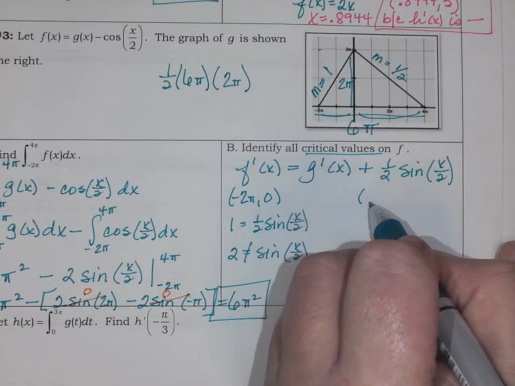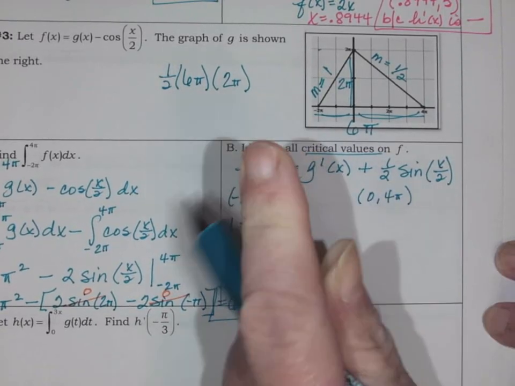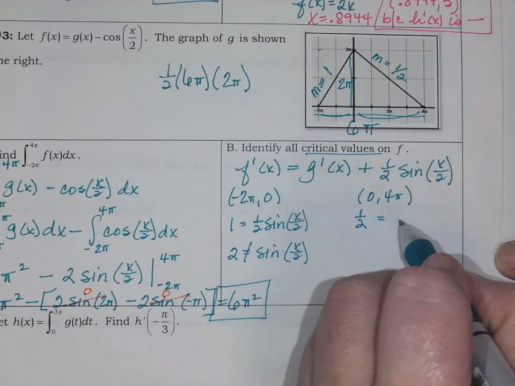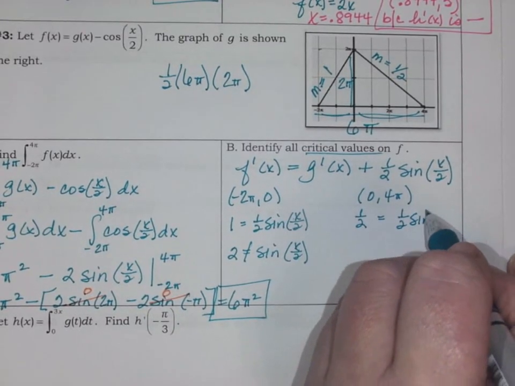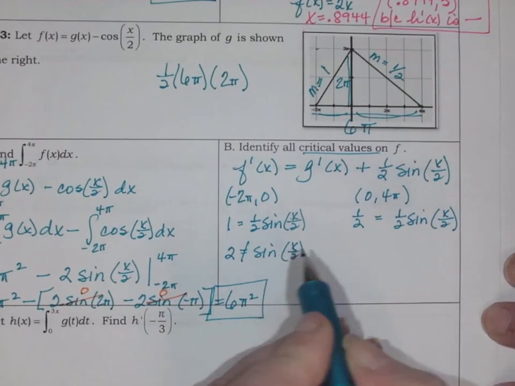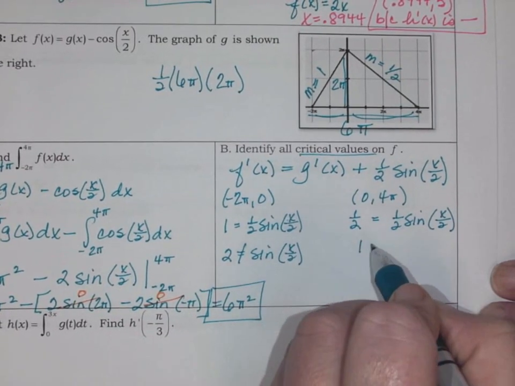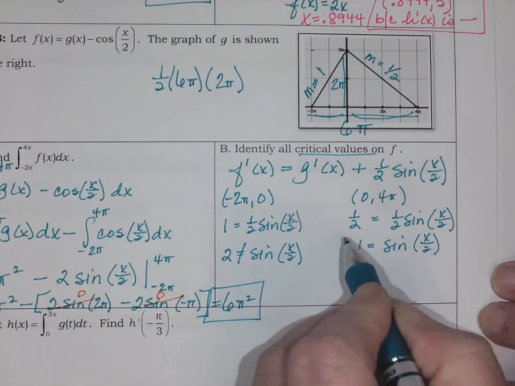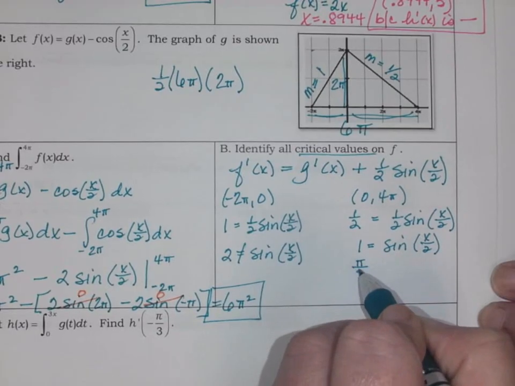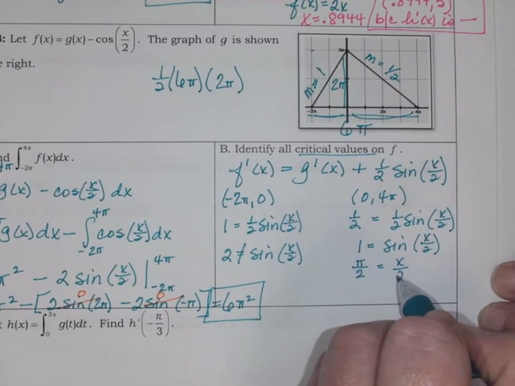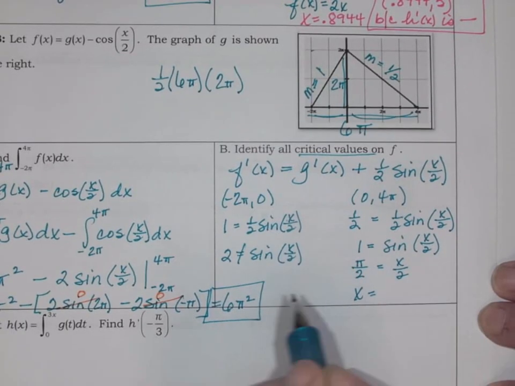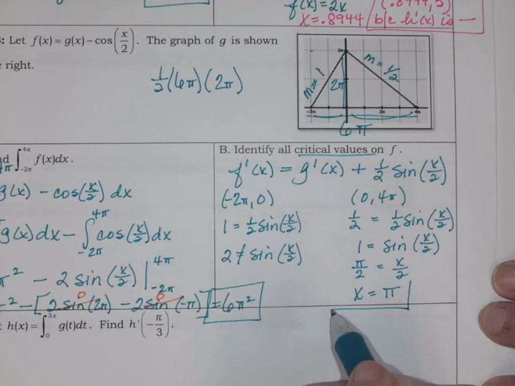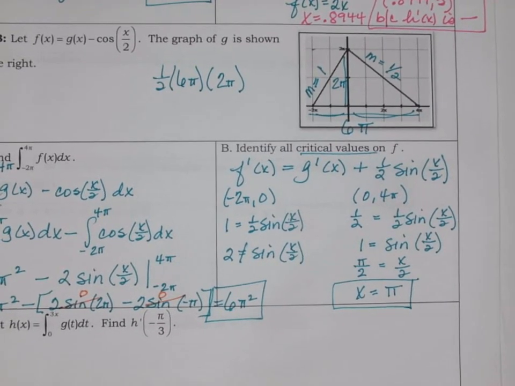So now let's try the other piece from 0 to 4 pi. So g prime, we said, was 1/2, is equal to 1/2 sine of x over 2. So if I multiply by 2, I get 1 is equal to sine of x over 2. So sine is 1 at pi over 2 is equal to x over 2. So x is equal to, let's see, if I multiply by 2, that would give me pi. So that is my critical value for my graph.